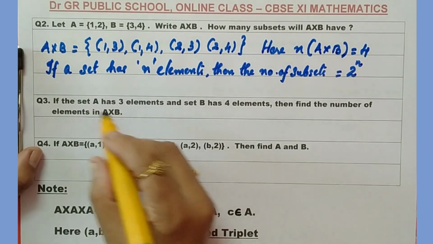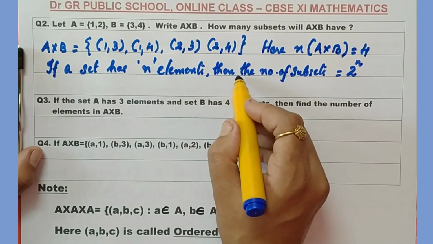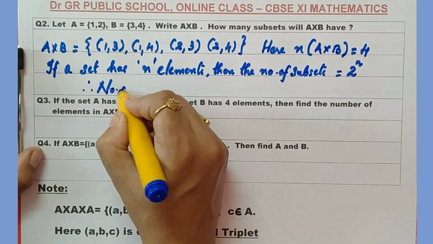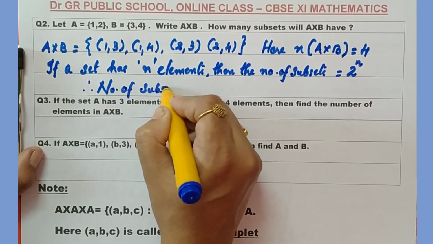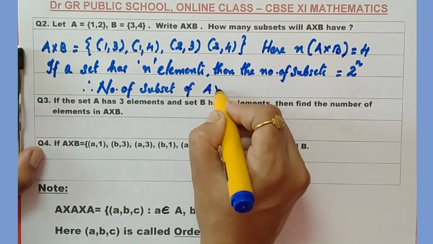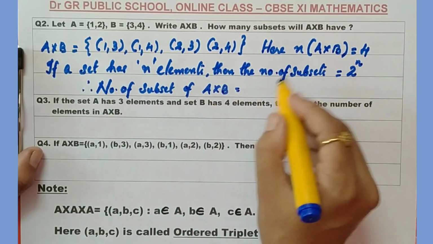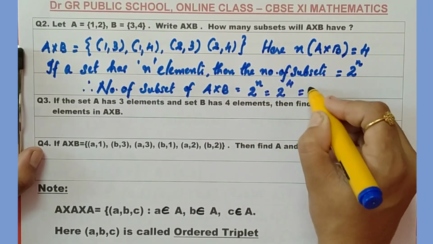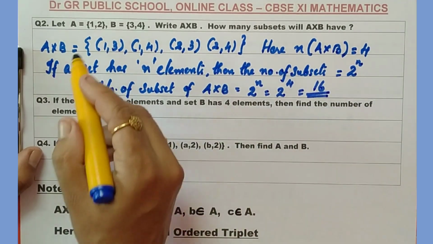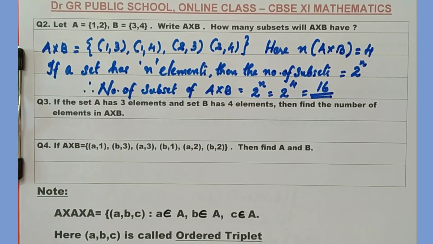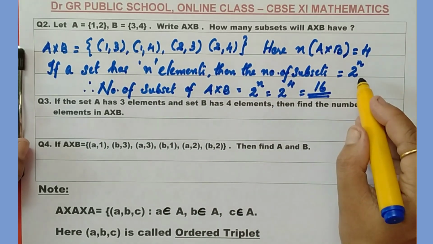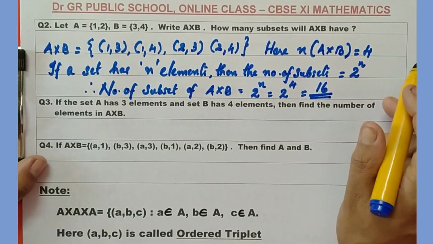You studied in chapter 1. If a set A has 10 elements, then the number of subsets equals 2 raised to n. Therefore, the number of subsets of A cross B: A cross B has 4 elements. So the number of subsets is 2 raised to n, which is 2 raised to 4, which is 16. 16 subsets will be there in this set. So don't be confused with the number of elements in A cross B and the number of subsets. Always remember, if a set A has 10 elements, then the number of subsets will be 2 raised to n. That is studied in chapter 1.